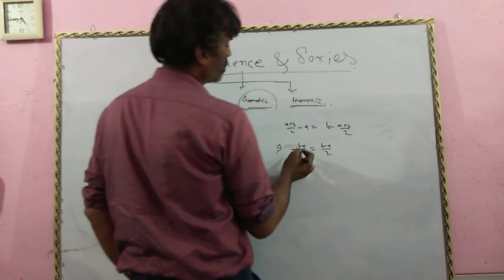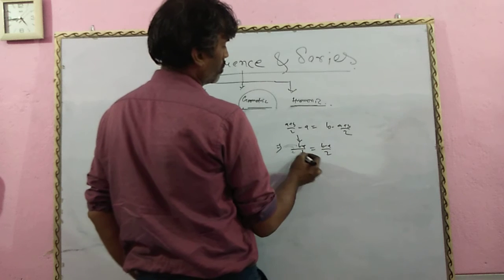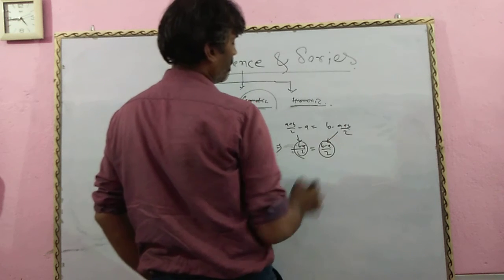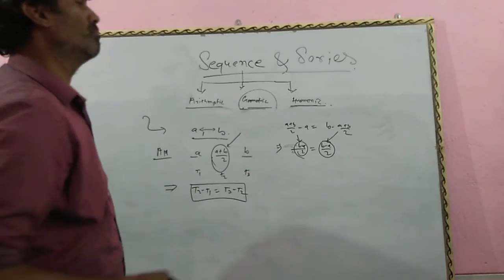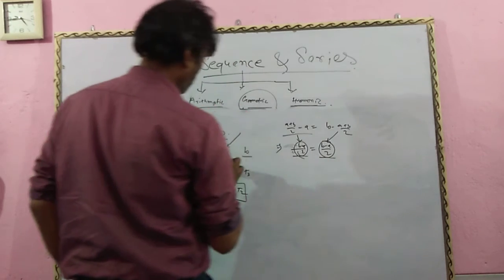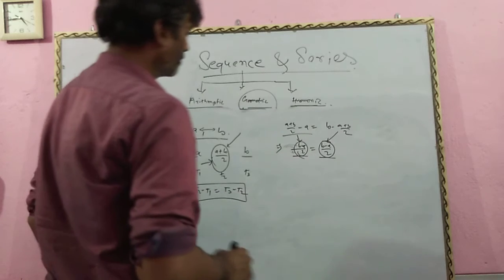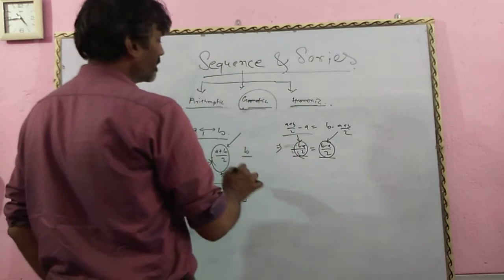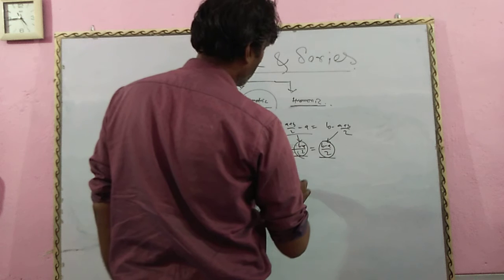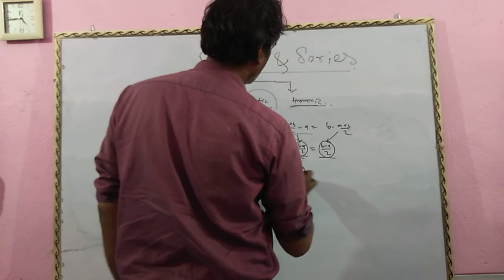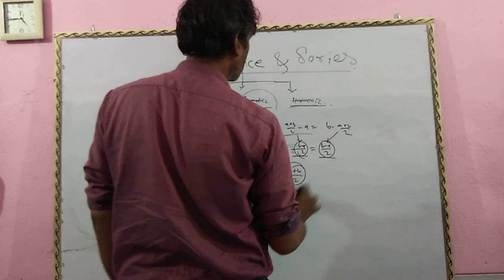Okay, what do you see? Here it comes out to be (b minus a) upon 2, and here it also comes out to be (b minus a) upon 2, means both are equal. So this is the arithmetic mean. Arithmetic mean between any two numbers is the average of those two numbers.